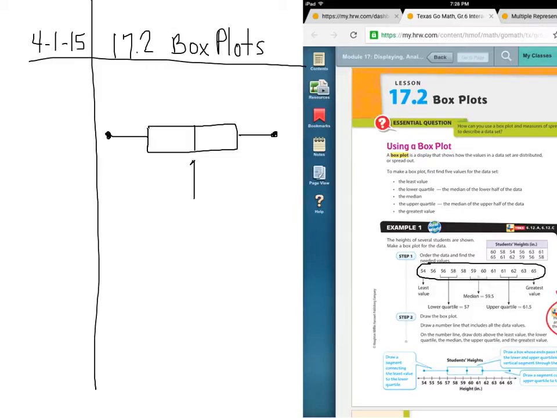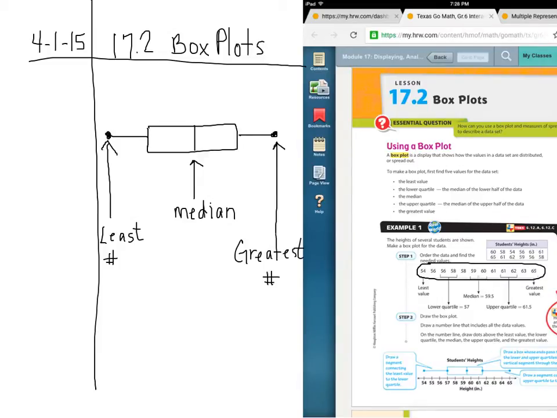This right here is the median, which is why we put the numbers in order from least to greatest, so we could find the middle number. And then this number is going to be sitting on the lower, it's going to be the smallest number, the least number. And this dot is sitting on the number line. It is on the greatest number. Now there's two other numbers on our box plot.